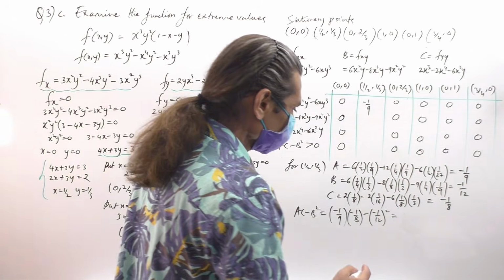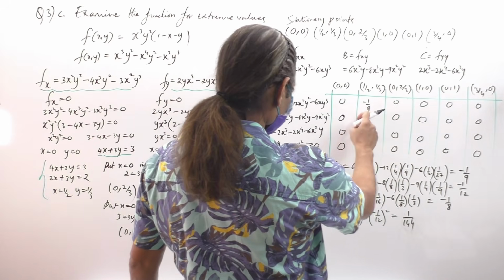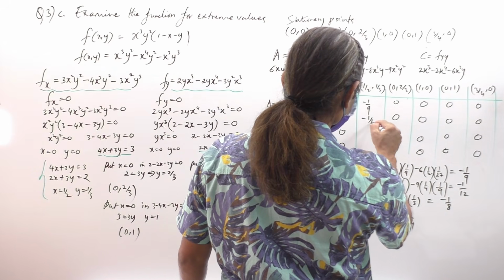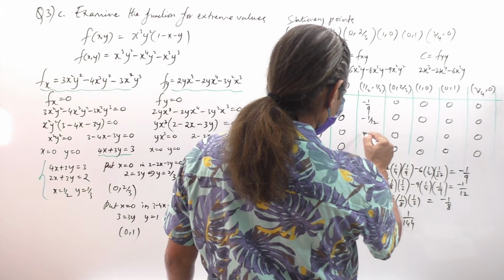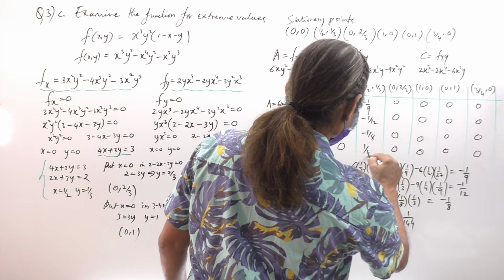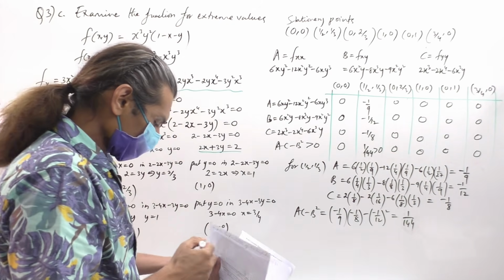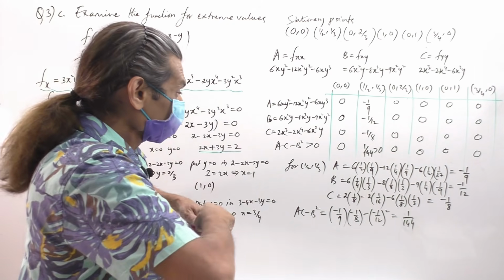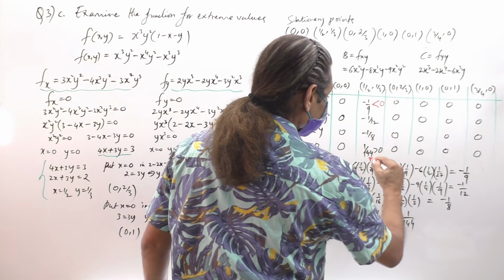So this value is coming to be minus 1 by 8. Okay. Now this value is equal to 1 by 144. So I'll write here all the values. For A it is minus 1 by 12, for B minus 1 by 12, and for C minus 1 by 8, and the value of AC minus B square is 1 by 144 and that is greater than 0. See, the condition is satisfied. So that means A is lesser than 0 and this is greater than 0, satisfied.